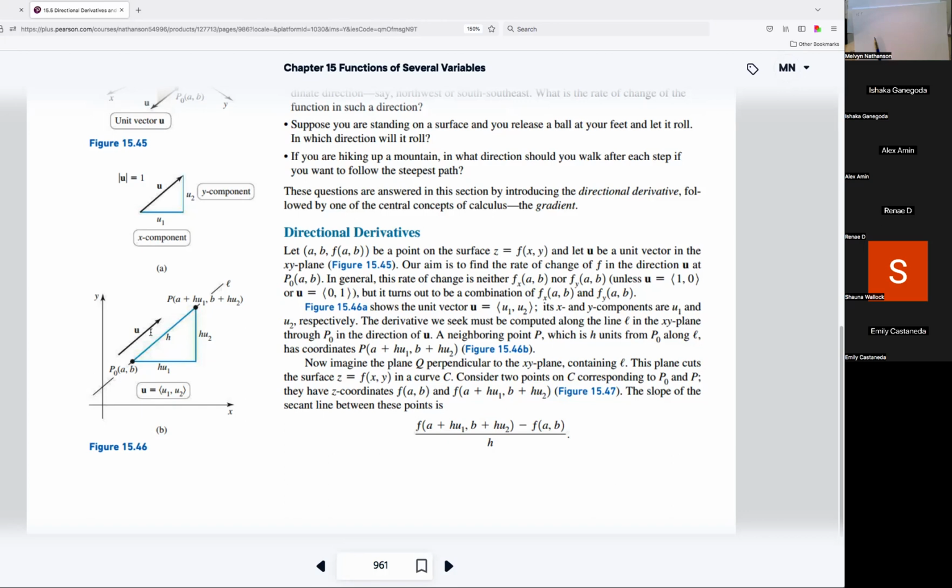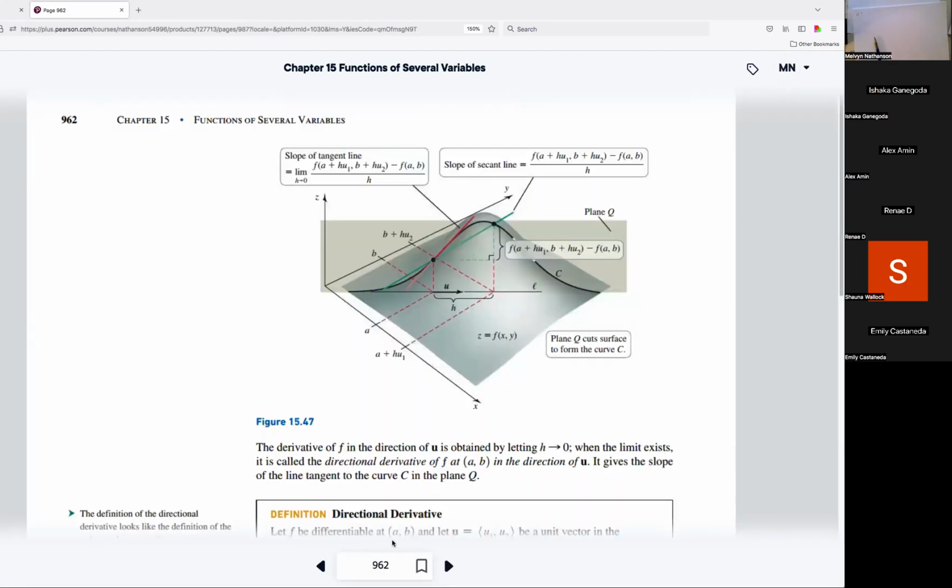The magnitude is irrelevant. So you take the vector u, it's not 0, divide by its length, and you get a unit vector. So here we have this limit, if it exists, is exactly what we would call the directional derivative at the point (a, b) in the direction of u.